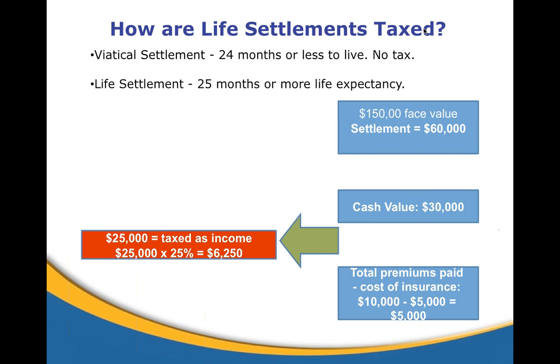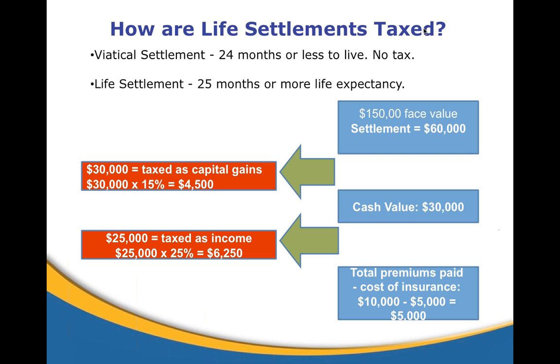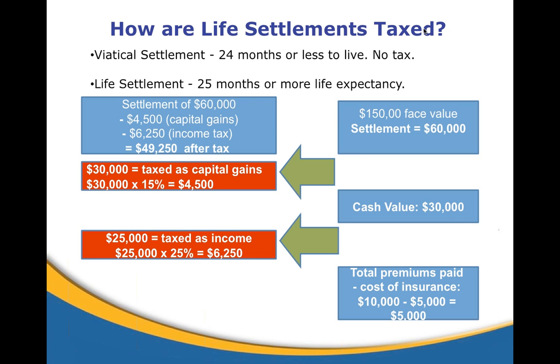The next part is going to be taxed as capital gains. So we had a $150,000 face value policy. It was sold for $60,000. So the gain is the difference between the cash value, which is what you could have surrendered it for to the insurance company, and how much you sold it for. So life insurance is viewed like an asset or an investment. So they're going to count that $30,000 as capital gains. So 15% capital gains tax of your $30,000 gives you $4,500 capital gains tax.